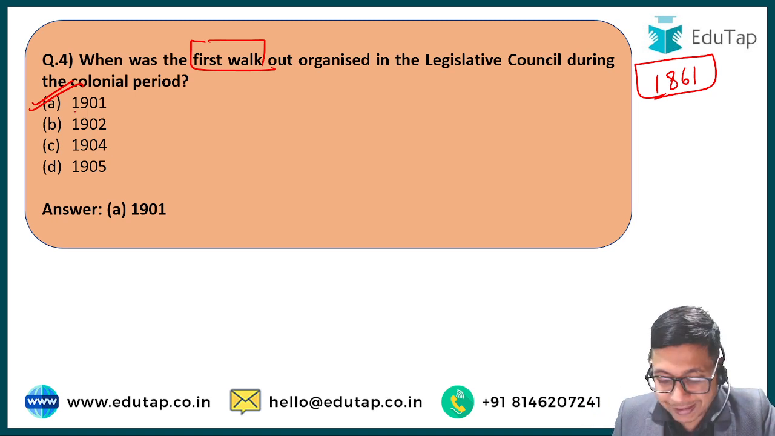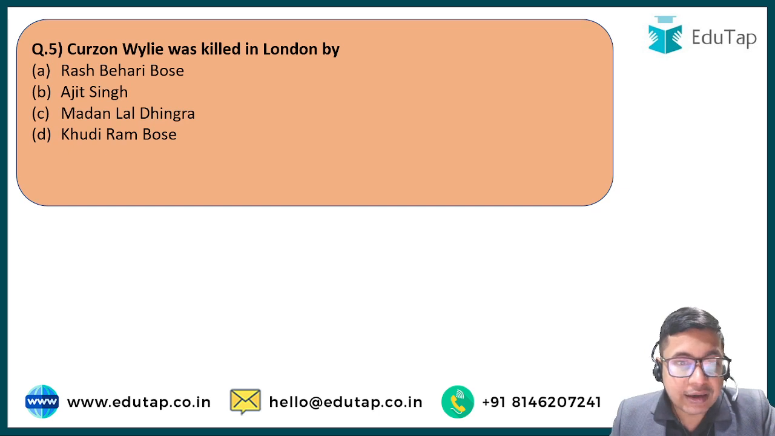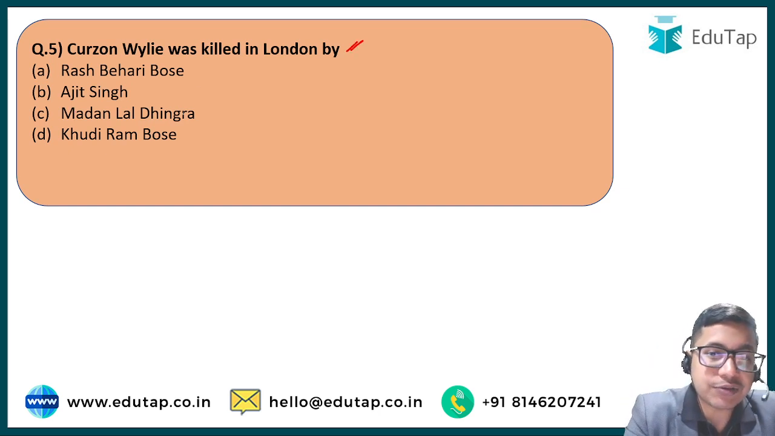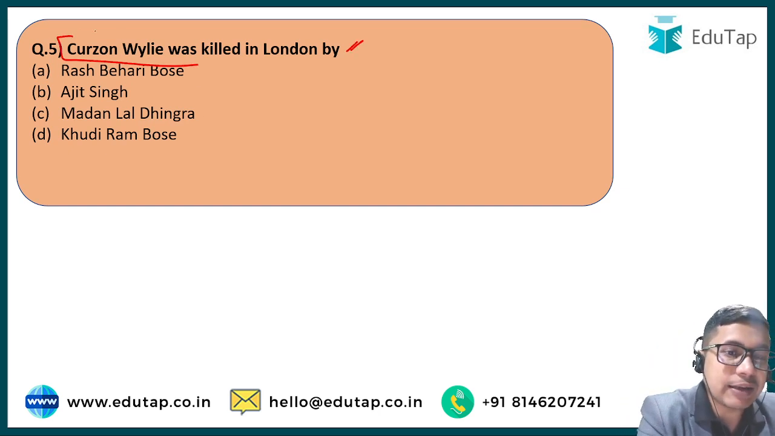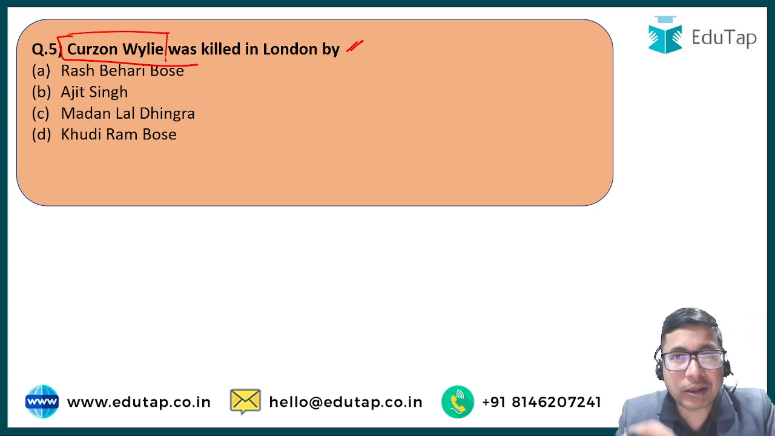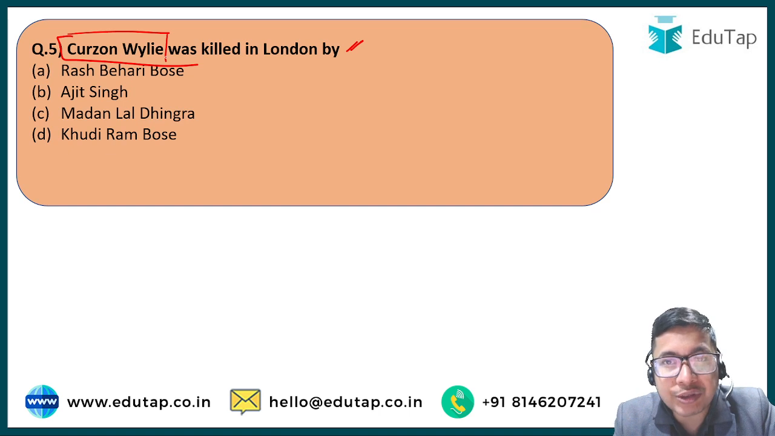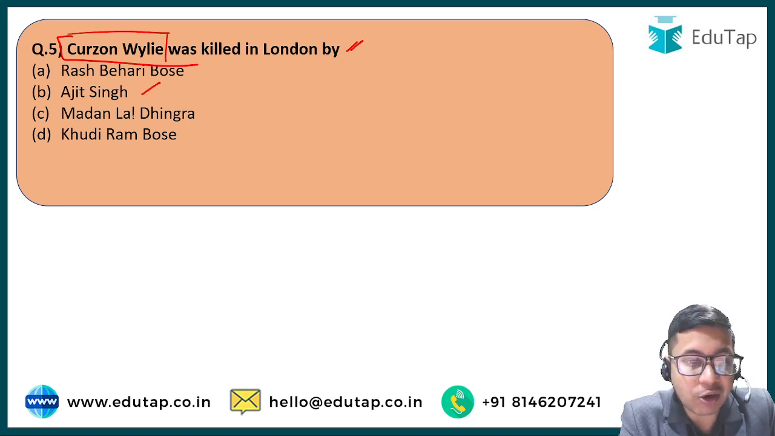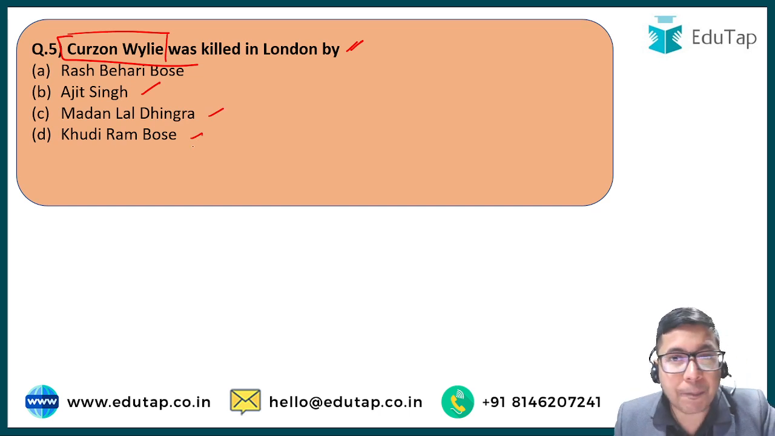Okay, next up is question number 5. Curzon Wylie was killed in London by. This was a very famous assassination which took place in London. Curzon Wylie, who was at that time the political aide-de-camp of the Secretary of State for India, was assassinated in London at a particular meeting of India House. Option A, Rash Bihari Bose. Option B, Ajit Singh. Option C, Madan Lal Dhingra, and option D, Khudiram Bose.